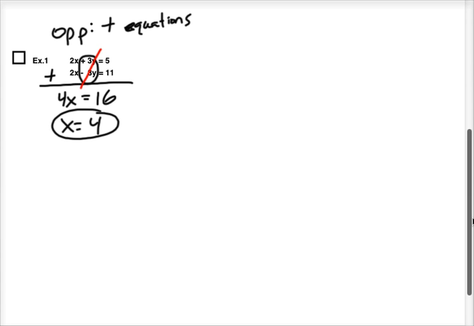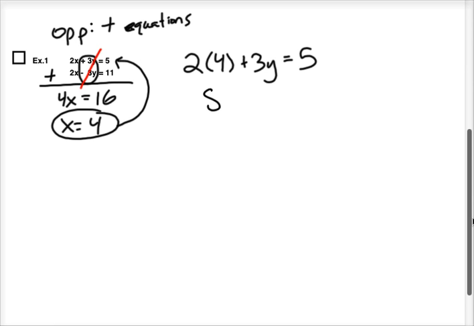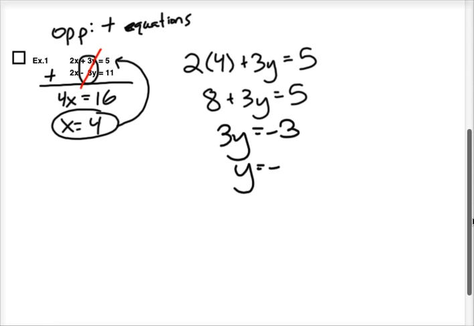Now, to get y, we merely have to plug this into either equation. We pick one of our equations to plug it into. I'm going to choose the top one. So I'm going to put 4 in for x, and then I'm going to solve that equation for y, because that'll give me both my variables. So I get to this point, I'm going to subtract 8 from both sides, divide by 3, and now I have both of my variables. So I can label out my solution as a point.